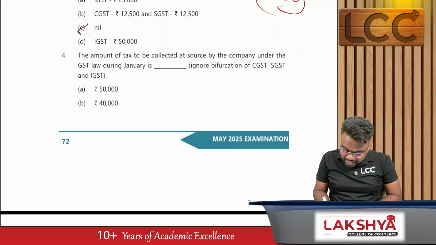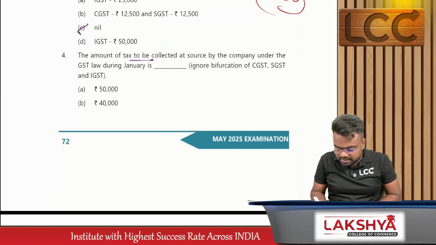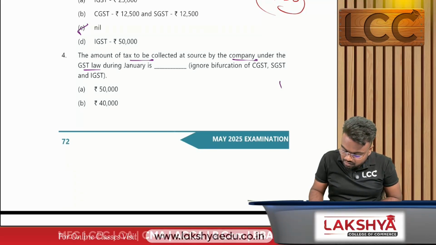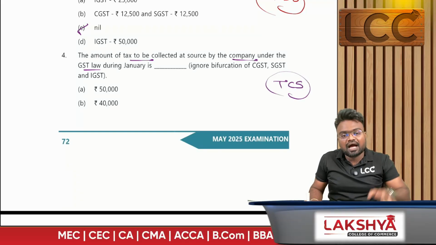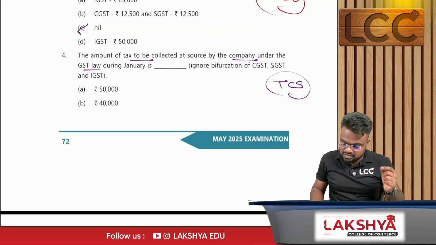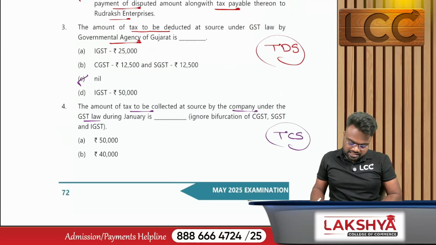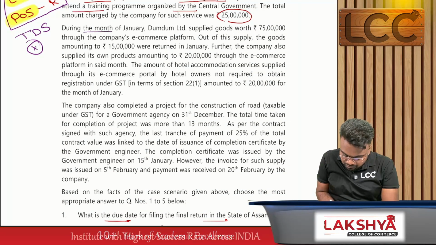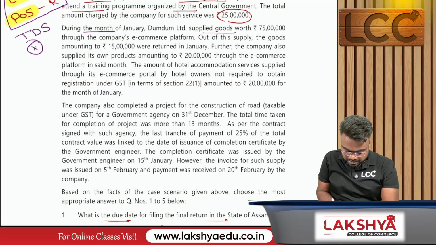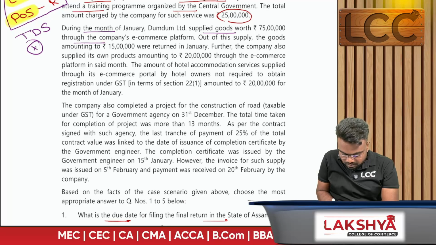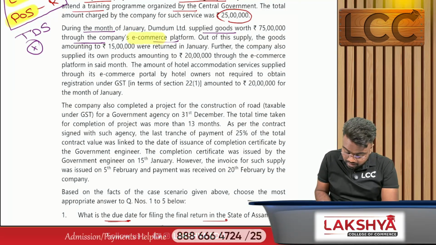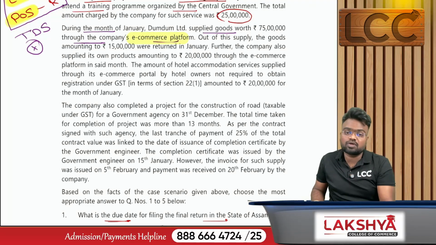Okay. The amount of tax to be collected at source by the company under the GST law. The question talks about TCS. Earlier we were done with TDS. Now we are going to discuss TCS. During the month of January, Dum Dum Limited supplied goods worth rupees 75 lakhs through the company's e-commerce platform. So here we have an e-commerce operator.